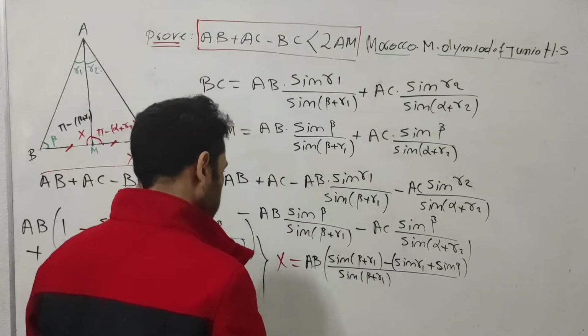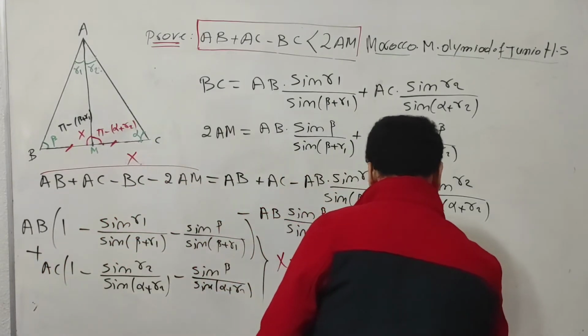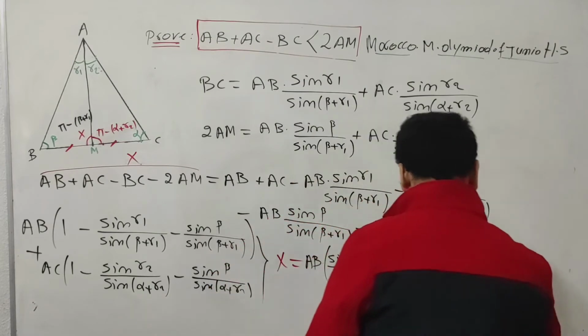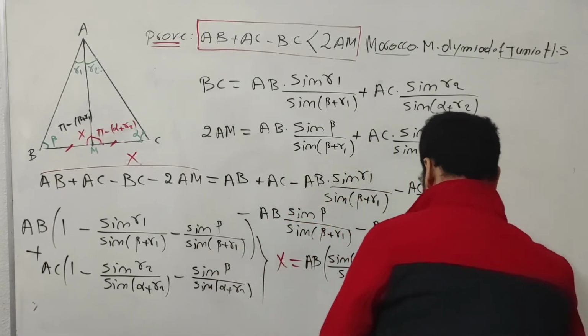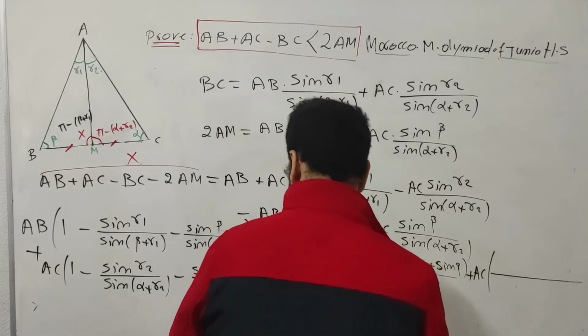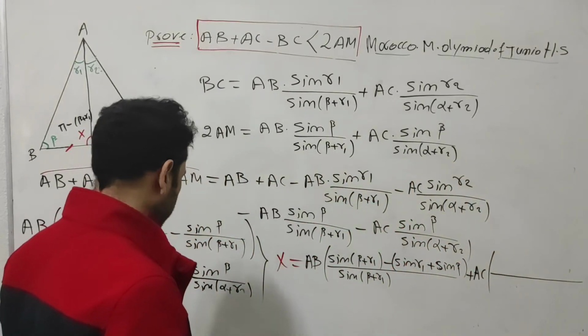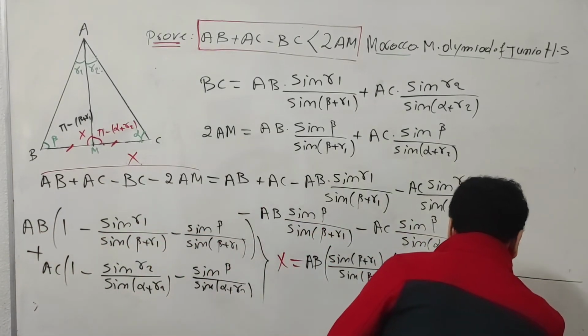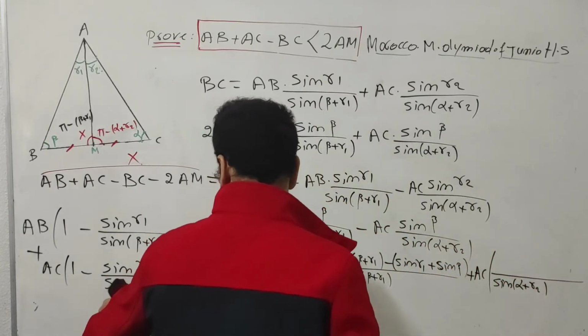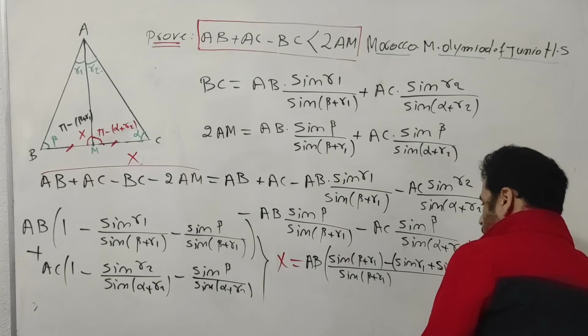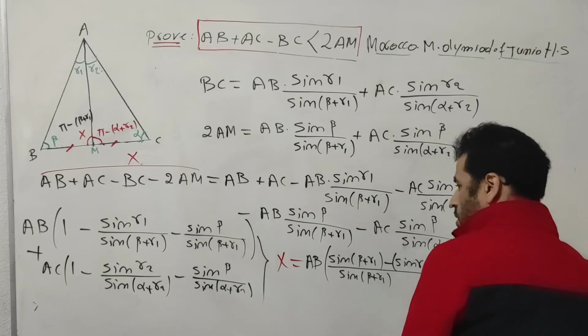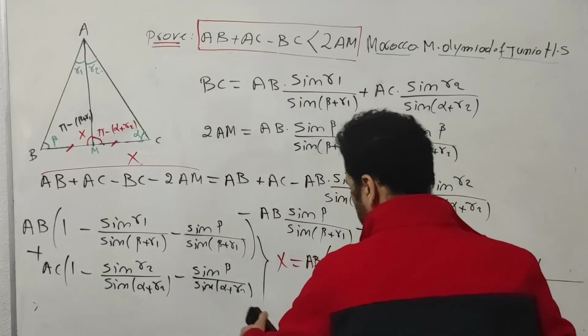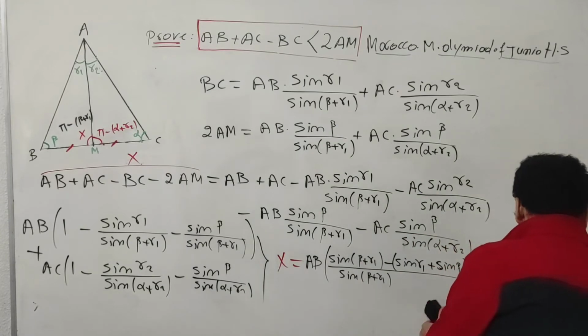Okay? Plus the distance AC. I will put sine alpha plus gamma 2 as a common denominator. For the numerator, we will have the sine of alpha plus gamma 2 minus, I'm putting minus as a common factor for both terms, minus sine of gamma 2 plus sine of beta. Okay?